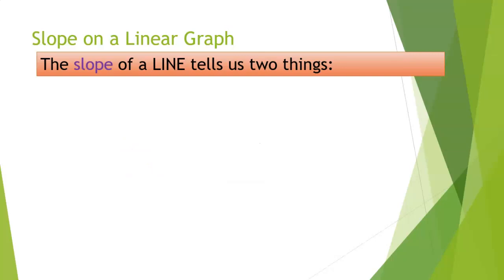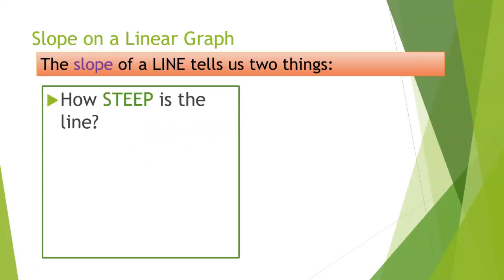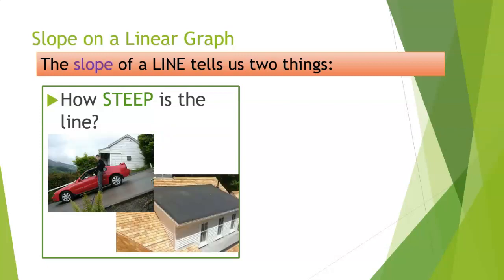So the slope of a line tells us two things. We're talking about a graph that is a straight line, and the slope of that line will tell me two things about the line. First, it's going to tell me how steep the line is, like we talked about with the ski slope. How steep is the line? We could have something really steep, like would be hard for this man to park on. You have to make sure you have your emergency brake on. Or maybe a little less steep, like this roof on this house here.